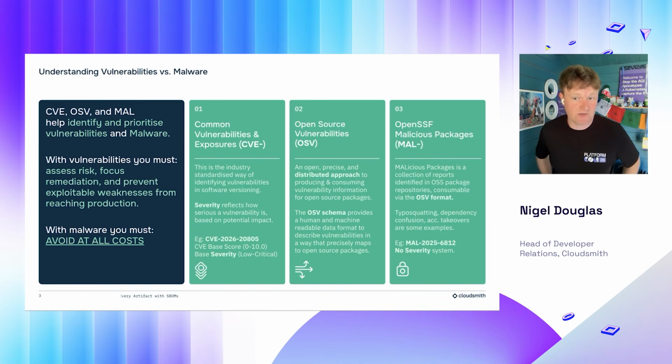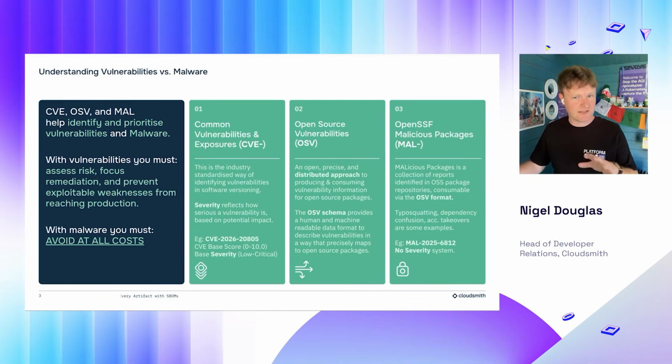Whereas with malicious code, when we see these malware identifiers, or MAL-year-ID, similar to the CVE-year-ID, there's no severity system to this in the open source vulnerability schema for how we classify malicious packages. We're talking about software packages that are coming from open source upstreams, the likes of NPM, PyPI, Maven Central, these kinds of registries. So again, no severity means if it's malicious code, it's meant to be bad. Let's avoid it at all costs. So we know at this point what the difference between malicious code and a vulnerability is.